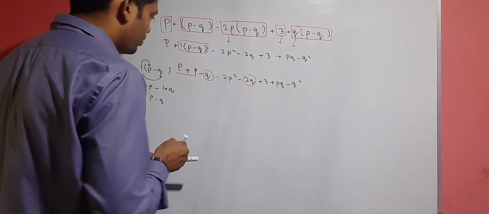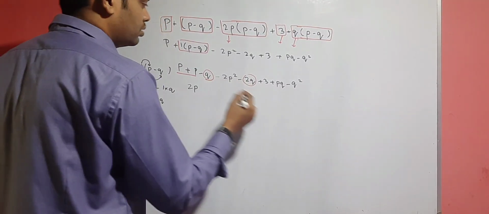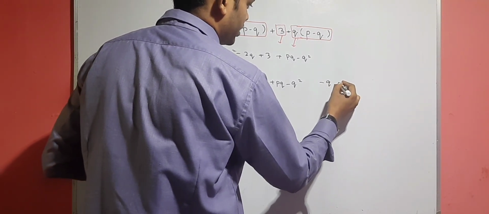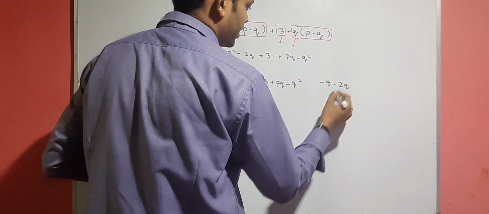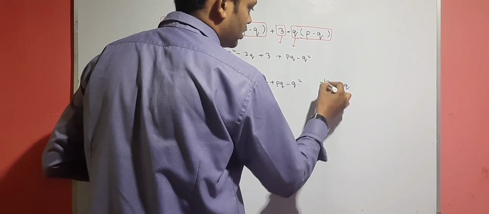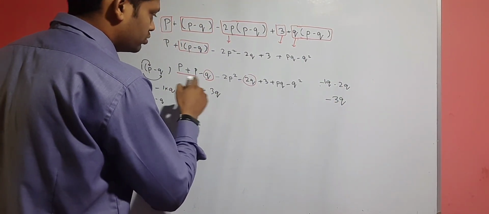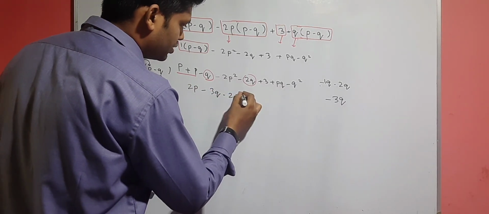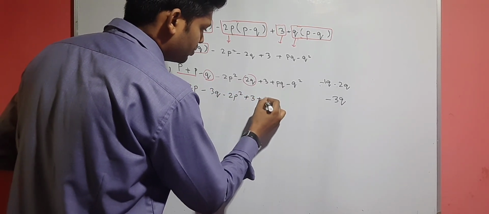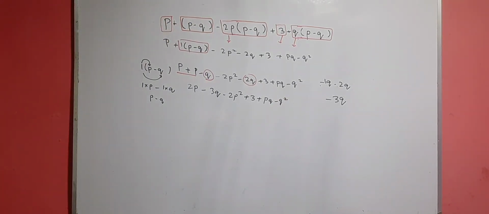So now 2p, and minus q and minus 2q, so minus plus, so 3q, the sign will be of the bigger number, minus, so minus 3q. So this one is done. Now copy the remaining things: p square plus 3 plus pq minus q square. So you are done with this sum. It was an important sum.